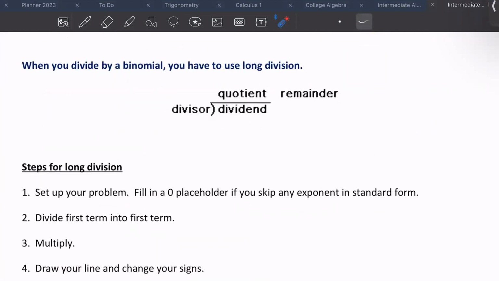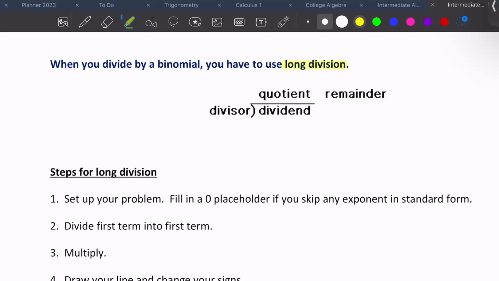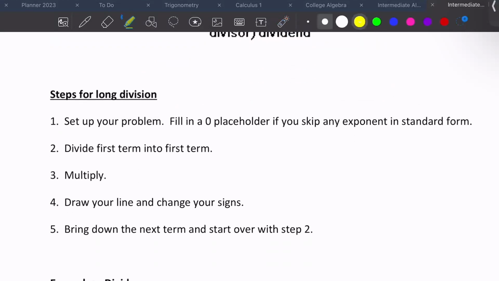When you divide by a binomial, you need to use long division. Long division is something that you have dealt with before, but probably not for a very, very long time. So we are going to go over that, right? Just a little reminder of what you have. You put your dividend here, your divisor here on the outside, quotient goes up top with your remainder. Here are the steps.